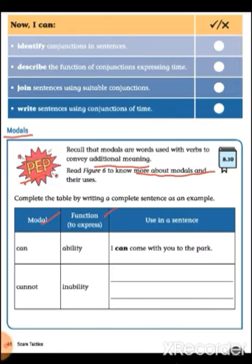Modal, function to express, use in a sentence. Can. Can is used to express ability, as we have seen before. I can come with you to the park. Cannot. Cannot is used to express inability. You have to write your own sentence.